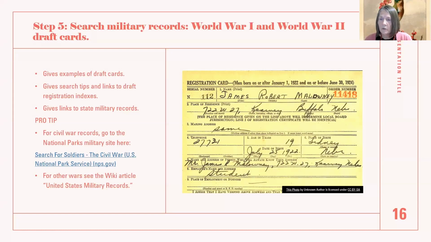So it will give you examples of the draft cards. It will give you search tips and links to the draft cards and other state military records. This is just something that's not on there. That page is for if you have a person who served in the Civil War, go to the National Park Service military site, and it's called Search for Soldiers, or you can just search in Google the Civil War National Park Service, and they've got all the lists and all the battles and lots of information about the lists and the battles, so it's really good.